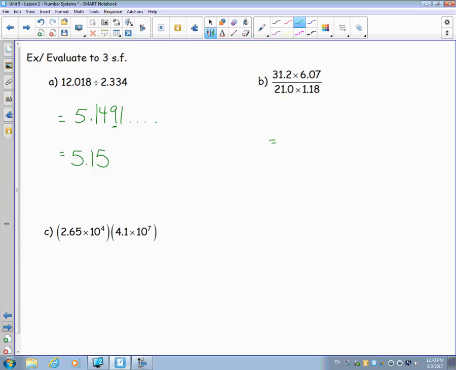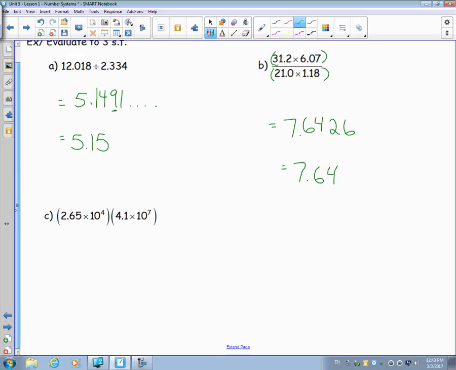Okay, in my calculator, I punch all this in. I'm going to put brackets around so I can do it all at one time. And I end up with 7.6426, which to 3 sig figs, 7.64. A premature answer, and then my final answer.